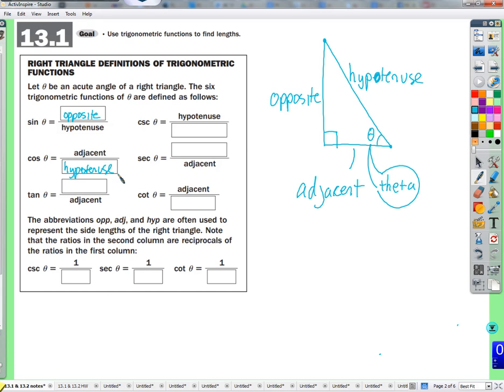And all six trig functions really just go through all the possible ratios we can make. You have three sides, so the six possible ratios that you can make, that's why there are six trigonometric functions.